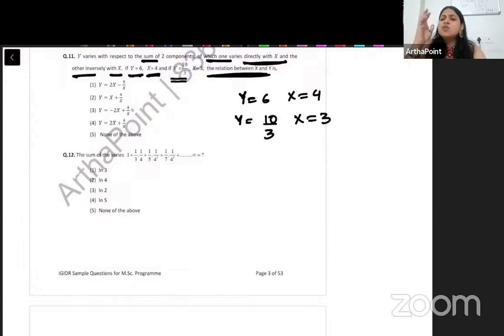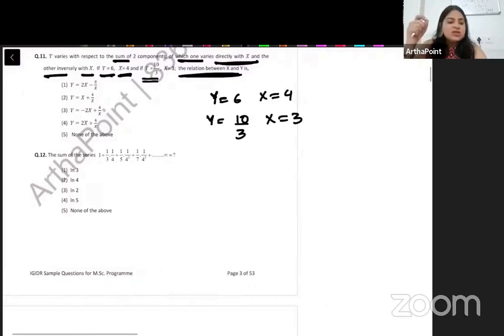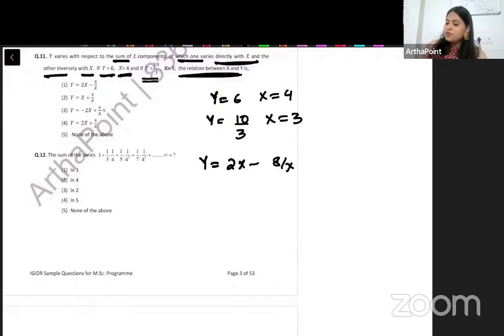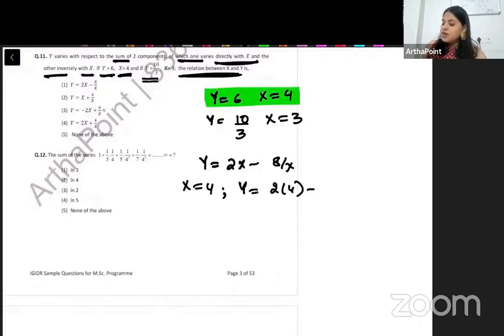But the best way to solve this, according to me, is to go through the options. Whichever option satisfies the 2 things is your answer. So look here. When I say y is equal to 2x minus 8 by x, let me put x as 4. What will I get? Y is equal to 2 into 4 minus 8 divided by 4. 8 minus 2, 6. This value is satisfied. Put the next and check.